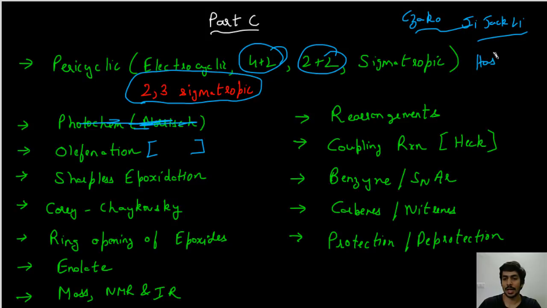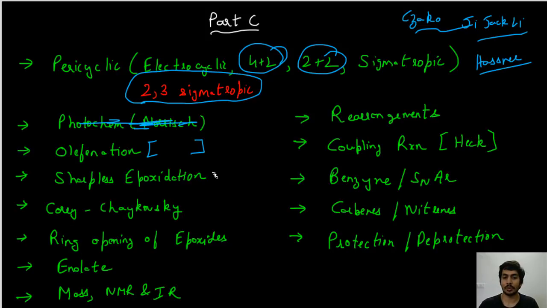There's one more book called Hassner. These books are good for name reactions, and whatever olefination reactions are there, you have to do all of them. This is one question that will always be asked in the CSIR examination: olefination reactions, right? Be it Takai olefination, Peterson olefination, Julia olefination, Wittig reaction, Horner-Wadsworth-Emmons modification, whatever different kinds of olefination reactions are there, you need to do all of them.